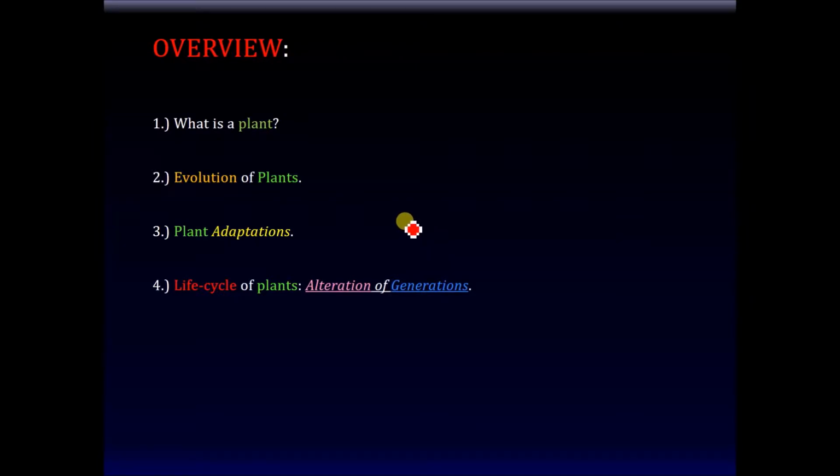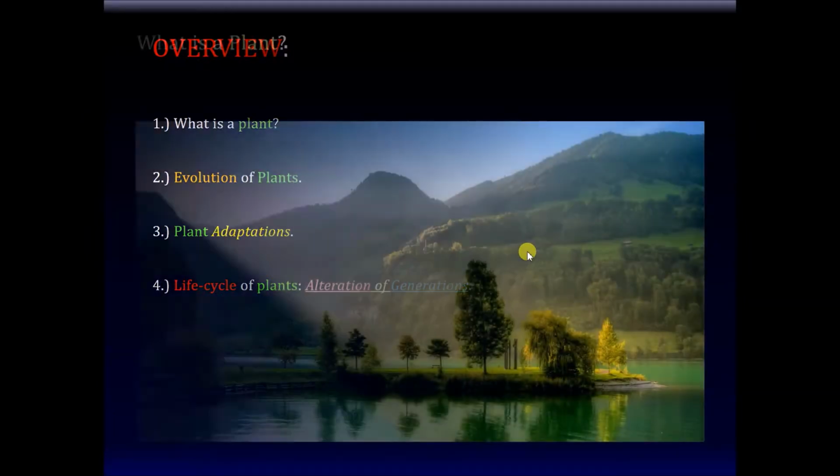Fourthly, we shall comment on the life cycle of plants. All plants demonstrate something called alternation of generations. And this term, alternation of generations, will become quite familiar to us by the time we're done. So this is the agenda for us, inshallah, and we shall begin.